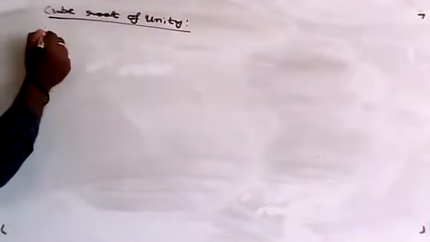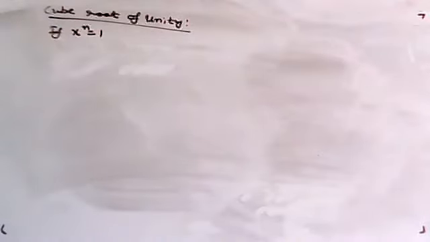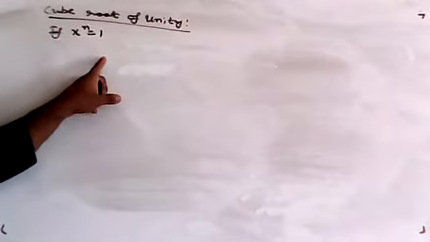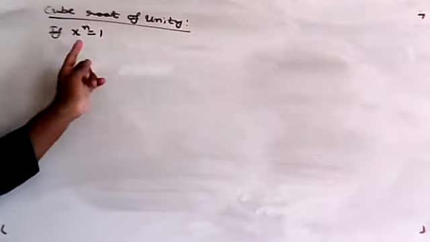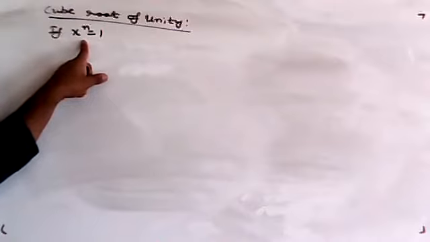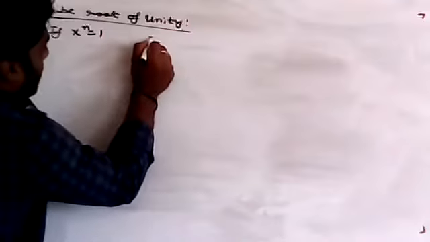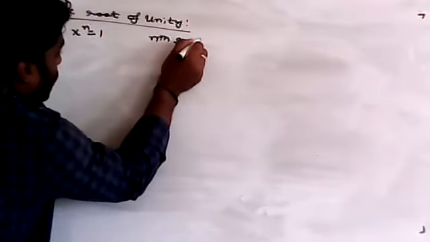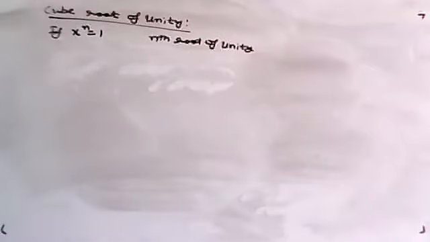So if the equation is of the form x to the power of n equal to 1, the values of x that satisfy the equation are called what? Nth root of unity. Okay.